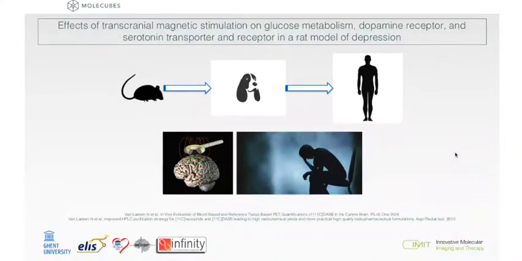Now, a last example is a really translational study where we use rats, dogs in collaboration with the veterinary imaging departments, and humans in collaboration with the nuclear medicine department and the department of psychiatry. There we want to have a better understanding of what happens in case of depression, and also what happens during a therapy called TMS. So we look at glucose metabolism, the dopamine system, and the serotonin system. So we're using a variety of tracers.